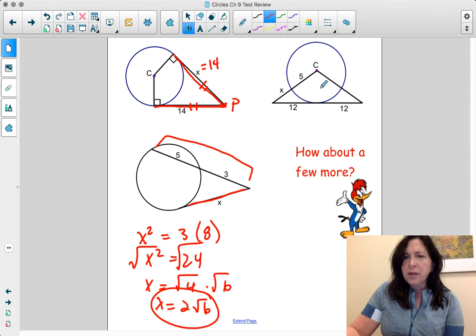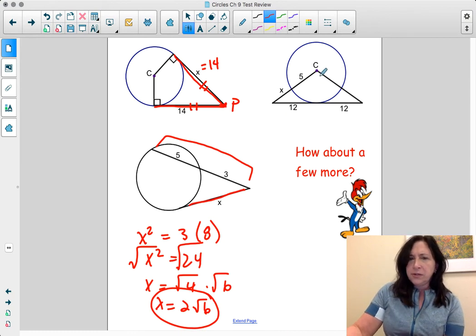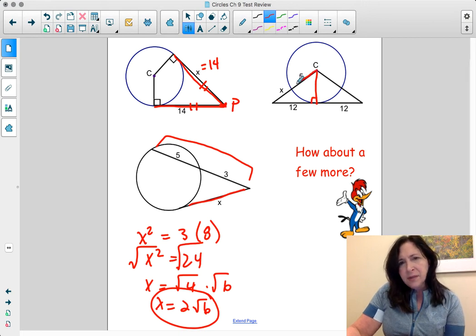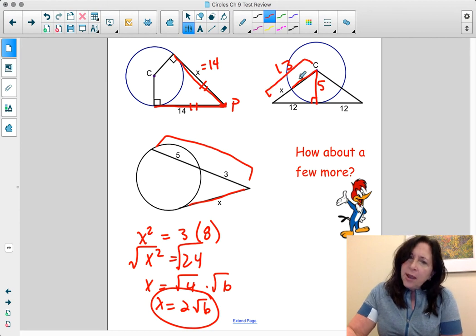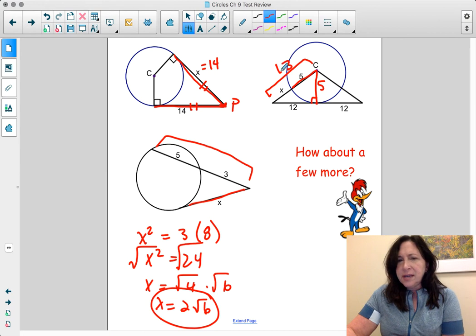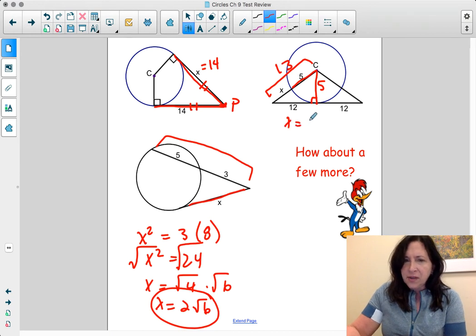For this one, I am going to see this is a radius, which happens to be the same length as that radius, which is 5. And this looks like a 5, 12, 13 special right triangle. And therefore, x plus 5 is 13. So x must equal 8. Okay, cool.